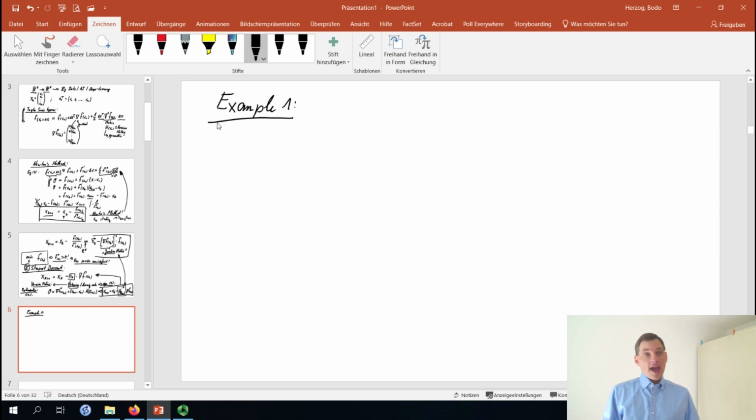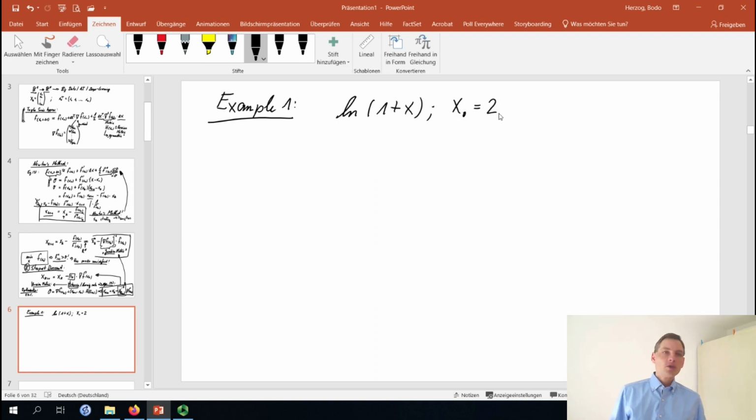So suppose we have a function which is non-linear and it's called the log function 1 plus x. And we want to linearize this function around a certain point, and let's call this reference point, the x0 point, 2. So first let me illustrate this function and then do the linearization by applying the Taylor rule.